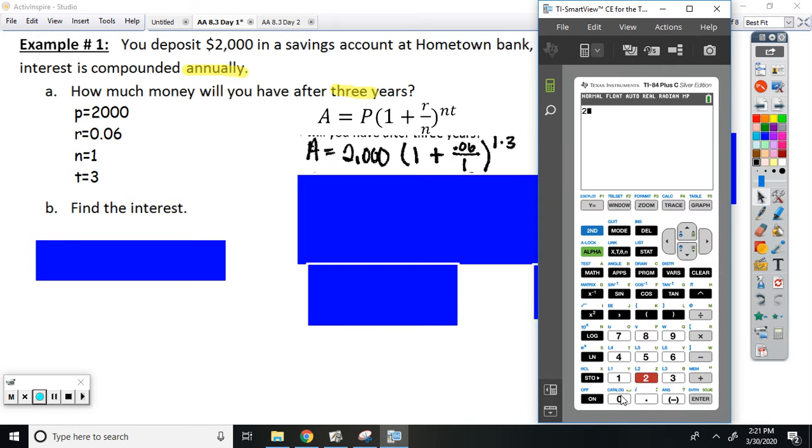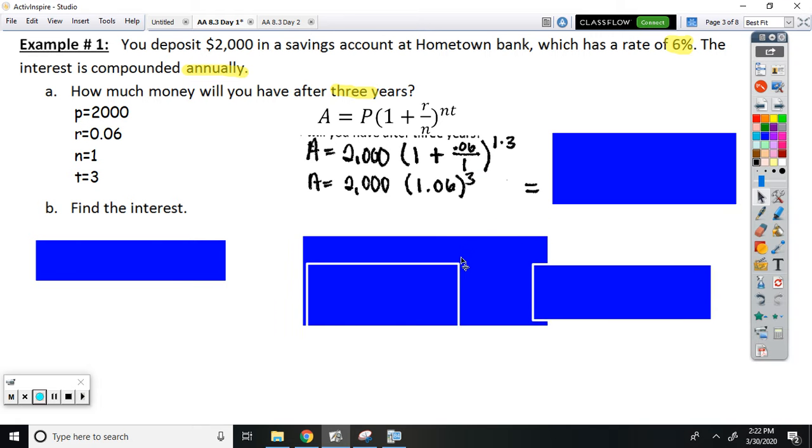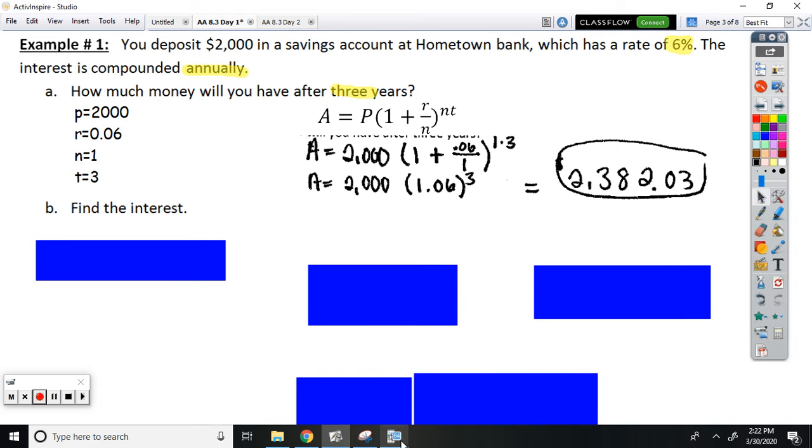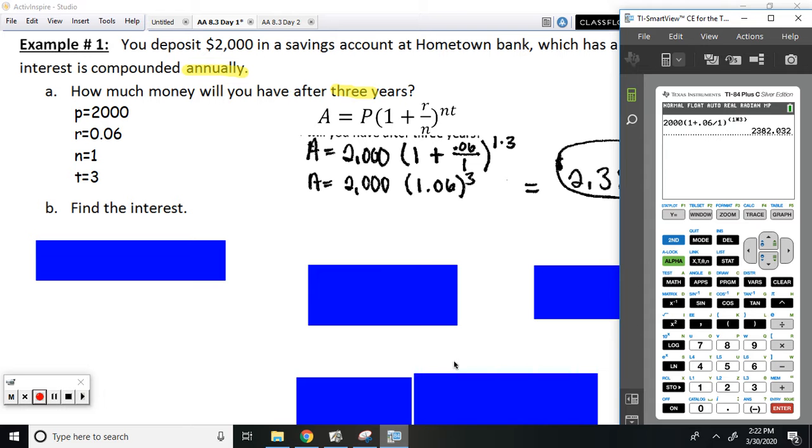Alright, so we'll type in 2,000, parentheses, 1 plus 0.06 divided by 1, close your parentheses. Now when you do your caret, if you have the newer graphing calculator, which puts the little exponent up there, you can just type 1 times 3. If you don't have the newer calculator or you're using an online calculator, you'll want to add parentheses around 1 times 3 and then hit enter. We're always going to round to the nearest hundredths place because this is money. And so we do get $2,382.03.